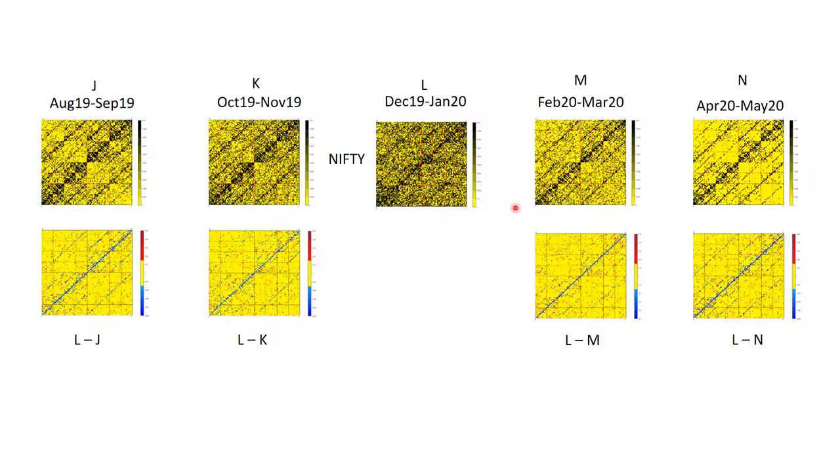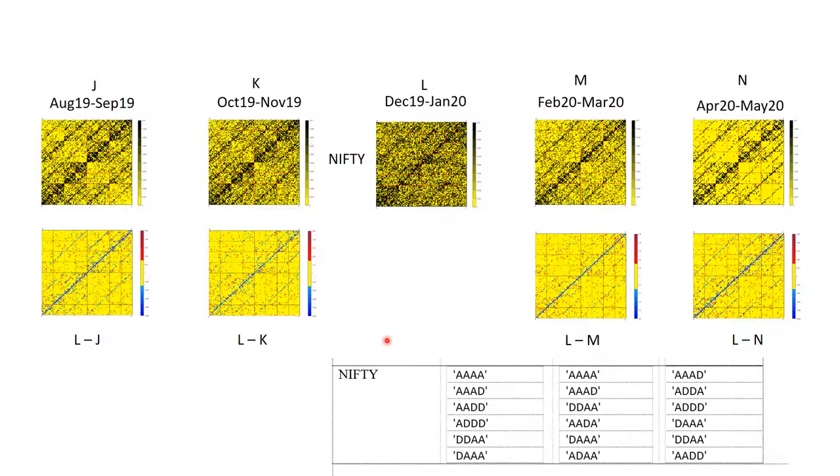So what we are doing is comparing the plots with the one just before the pandemic. This plot is just before the pandemic was declared, and you see a diagonal here, a very strong diagonal, and very, very strong diagonals here as well. So April, May was the period of recovery in the Indian stock market futures.